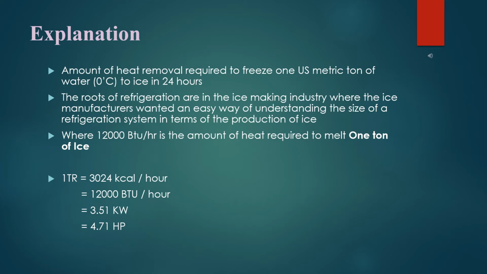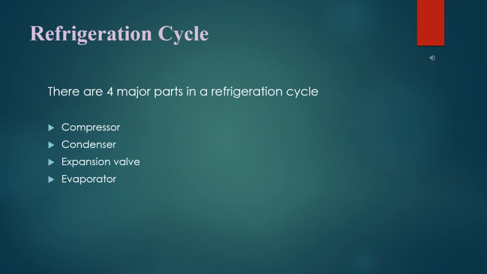1 TR equals 12,000 BTU per hour. That is also equivalent to 3024 kilocalorie per hour. Please note down the values given below in a box and mark it as important. It is very important in upcoming classes. The next topic is very important.